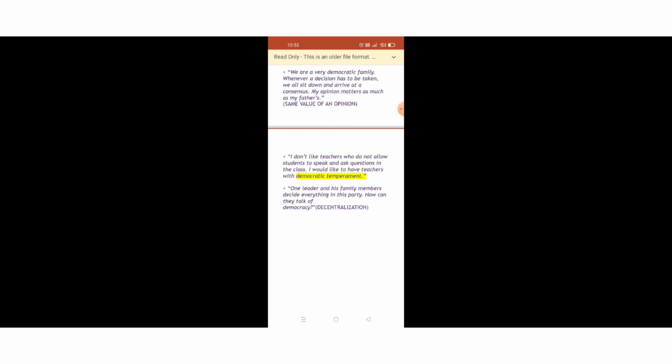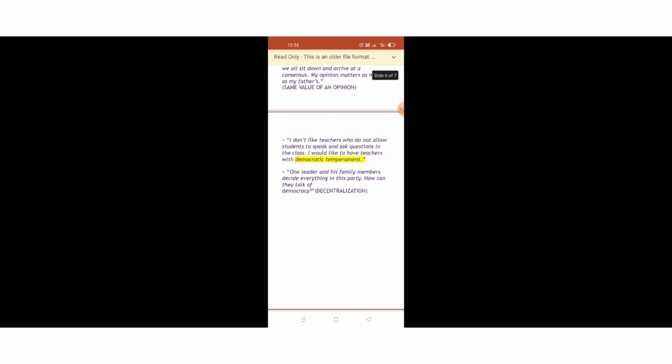The second one: I don't like teachers who do not allow students to speak and ask questions in the class. I would like to have teachers with a democratic temperament. So there is also one thing called democratic temperament. And the last one: the leader and his family members decide everything in this party. How can they talk of democracy? So it means democracy also demands decentralization of powers.